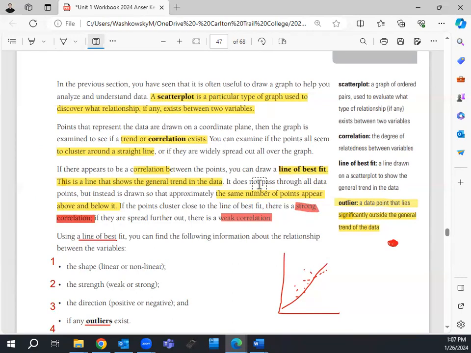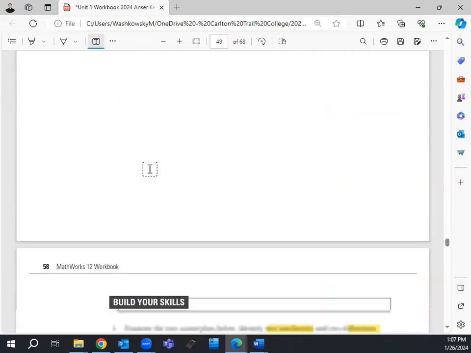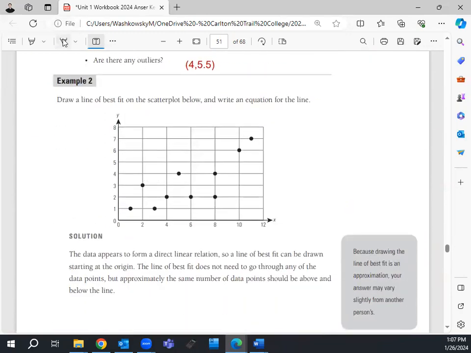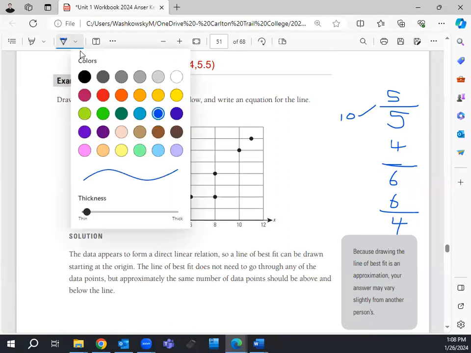And the goal of this line is to have the same number of points appear above and below it. So if I'm looking at the one in example 2 here, I have 1, 2, 3, 4, 5, 6, 7, 8, 9, 10 points. My general goal is I want to have 5 above my line and 5 below my line. Maybe I'll have a 4 and a 6, maybe something like that too. But I want about half my points above and about half my points below. That's the general goal here, right?